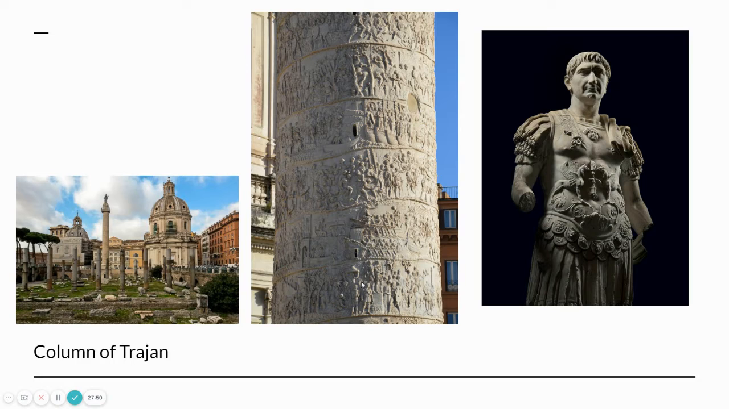This is a semi close-up of it, so you can see that all the way up this column form are these registers, okay, with some carvings that go all the way around it from the bottom of the column pretty much to the top. And then at the very top of the column, you can see there's some sort of ornament up there. Well, this is it, okay? This is a sculpture of Trajan, and that's what's on top.